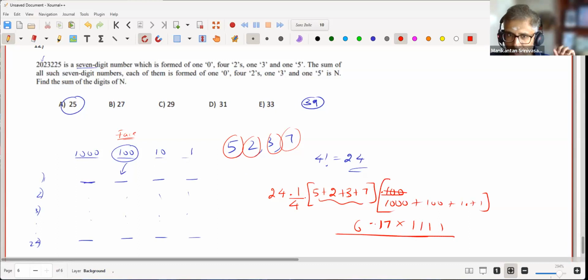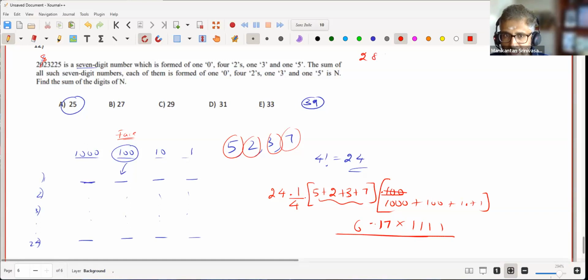Okay. Now, the only extra complication in this problem is the 0. So instead of 0, for a second, let's pretend this is 8. So the number was 2823225. Then no problem at all. I'll do exactly the same thing.